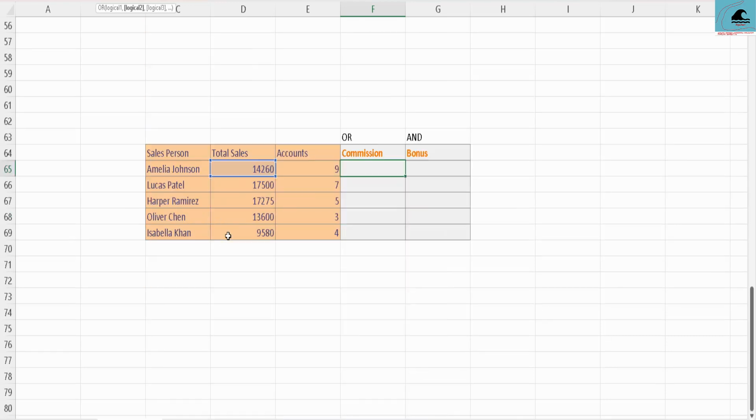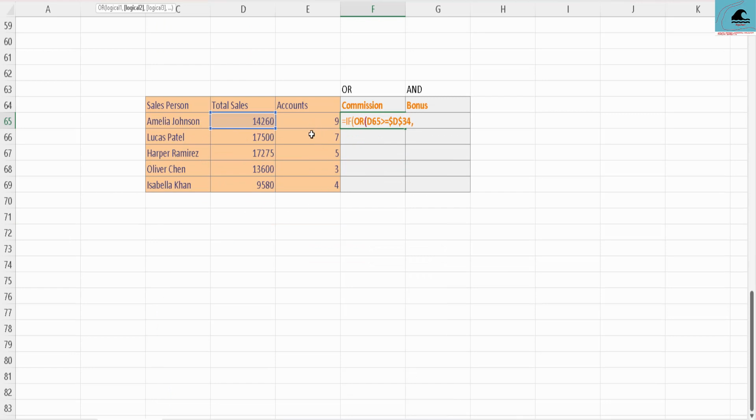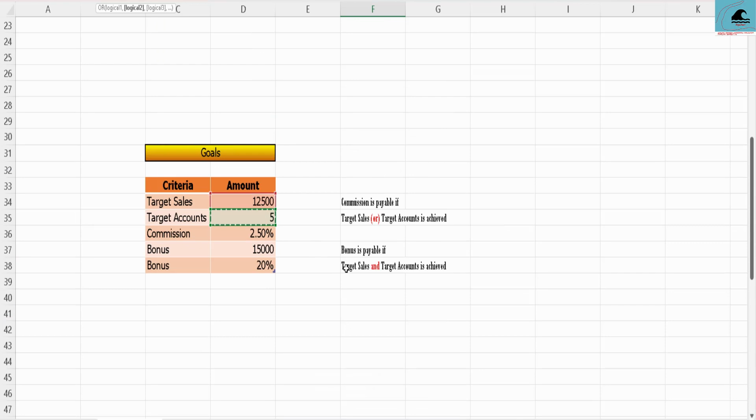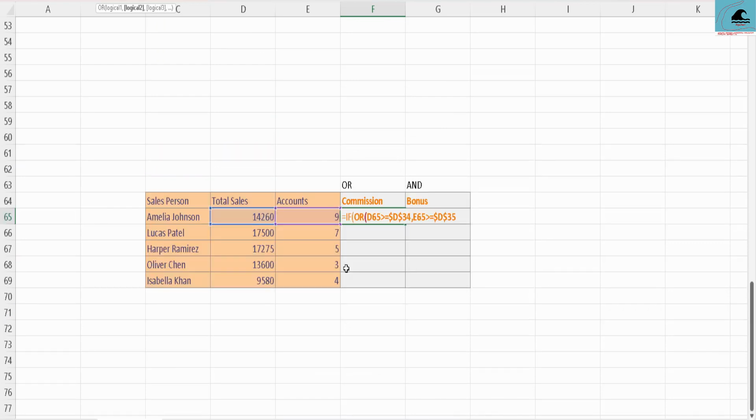Next logical test would be for accounts. Number of accounts achieved by Amelia Johnson should reach the target account of 5 or more to get a commission. So we will be selecting this one. It should be greater than or equal to the target of 5. So I am locking that also. It is common for all salespersons. So I am locking it. So we have inserted two logical tests.